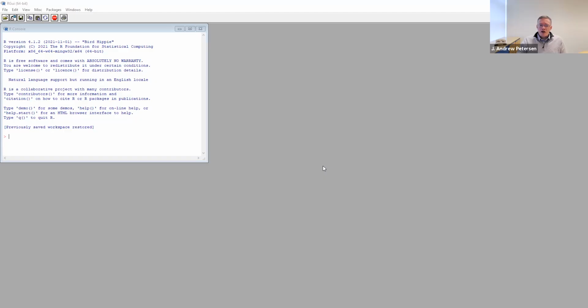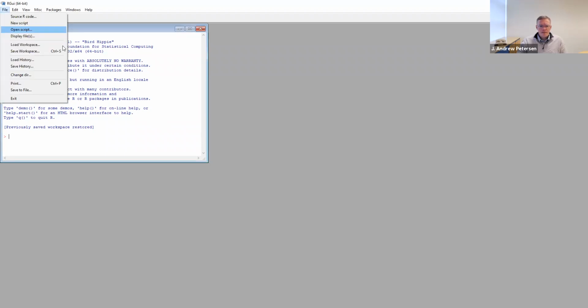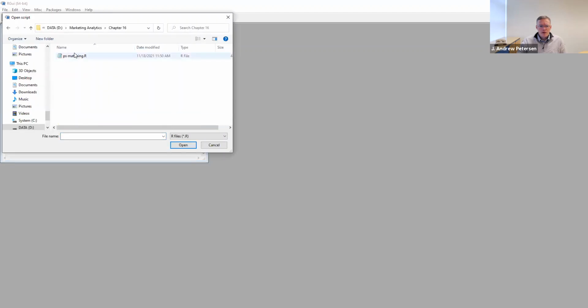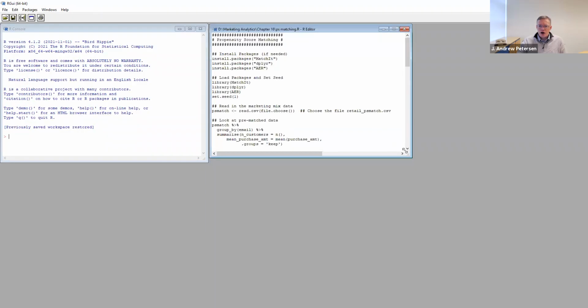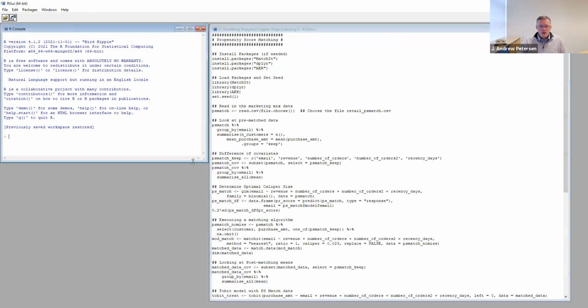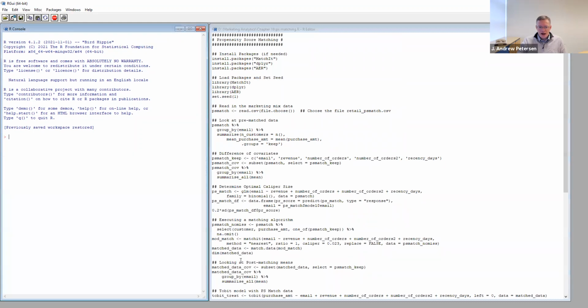So starting in R, the first thing we're going to do is open the R code. So this is called PS matching. And as we usually do, we'll go ahead and make it bigger so we can see it. And the first thing we always do is check to see if there are any packages that we need to install. Looks like there are 3.